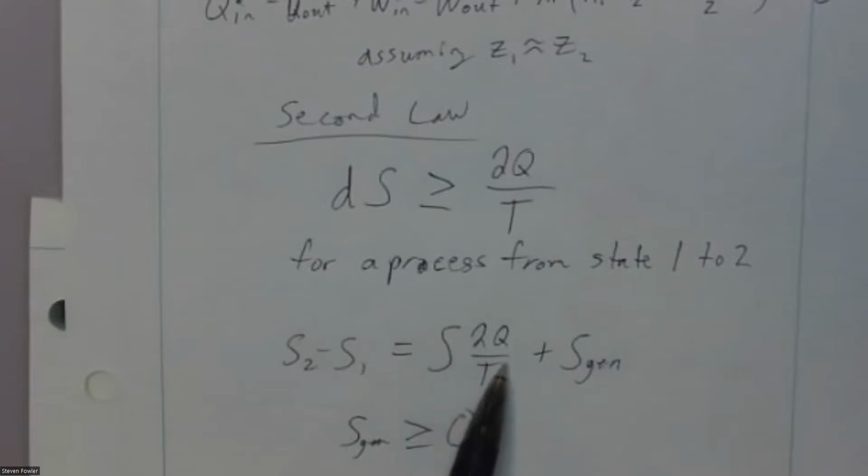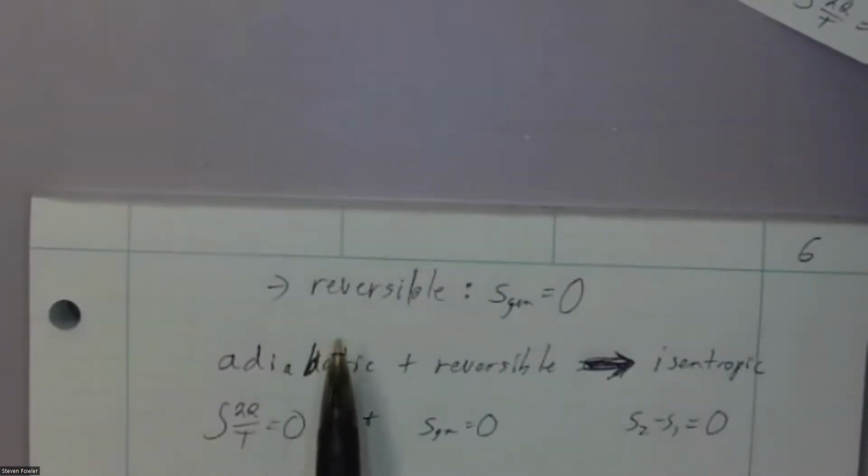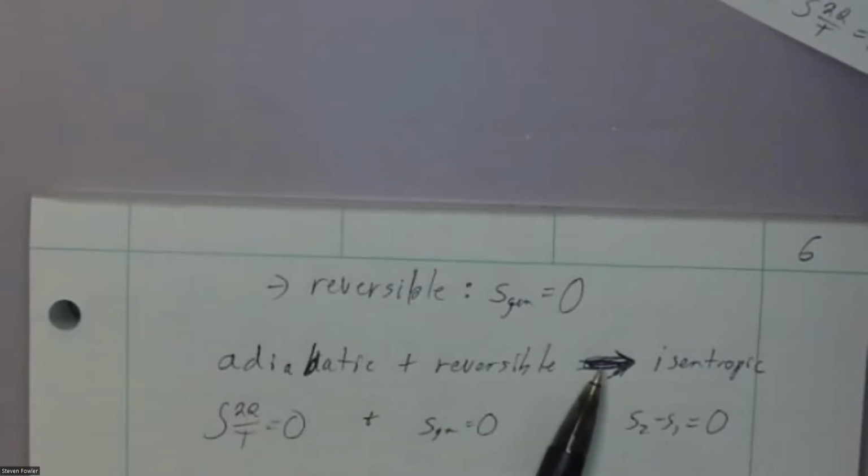So it's possible that this is negative and this is positive, and it's possible that they're equal and opposite, and therefore this is zero, right? That's the reason for the arrow. Adiabatic and reversible tells me it's isentropic. If it's isentropic, that does not tell me it's adiabatic and reversible, right? This could be negative and this could be equal and opposite, and therefore this is still zero. Hence the error.